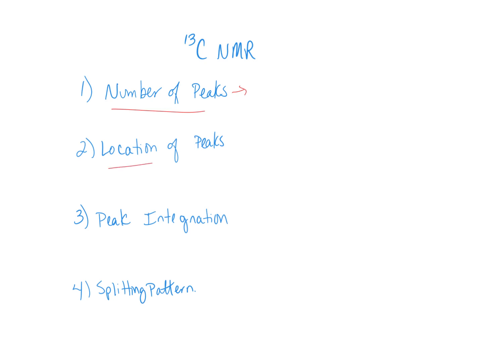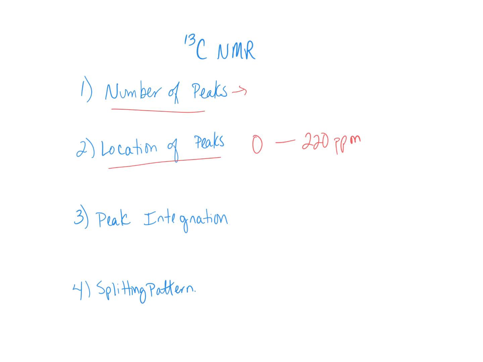The location of those peaks can differ quite a bit from what we saw with HNMR. So these can go easily from like 0 up to 220 parts per million. Okay, so those are going to be in a different location than what we've seen in hydrogen NMR.